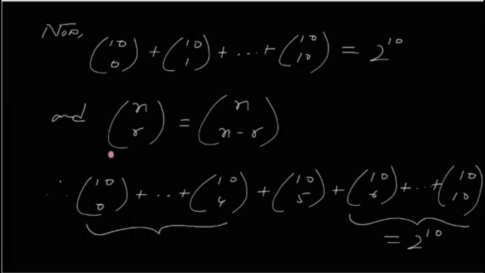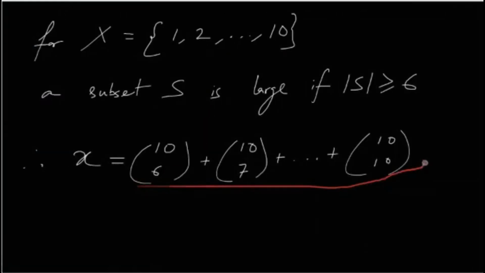So 10 choose 0 up to 10 choose 4 is the same as 10 choose 6 up to 10 choose 10. Think about it, because 10 choose 4 is equal to 10 choose 6, 10 choose 3 is equal to 10 choose 7, and so on. 10 choose 0 is equal to 10 choose 10. So this part and this part are the same. Now this part is x, right? Remember, this part is x.